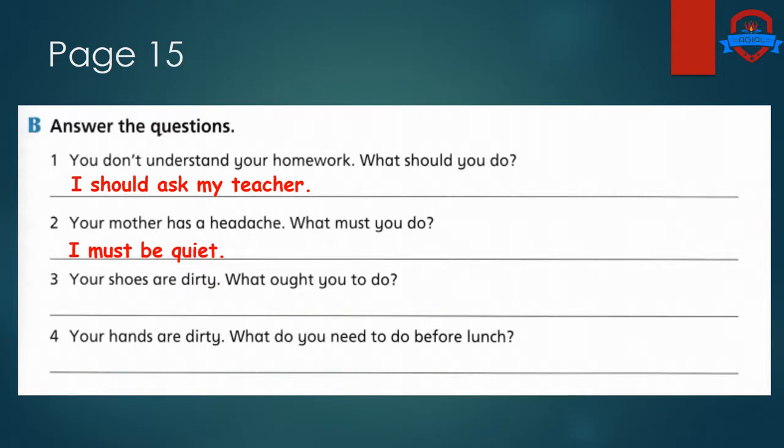Number 3. Your shoes are dirty. What ought you to do? I ought to clean them. Number 4. Your hands are dirty. What do you need to do before lunch? I need to wash them.